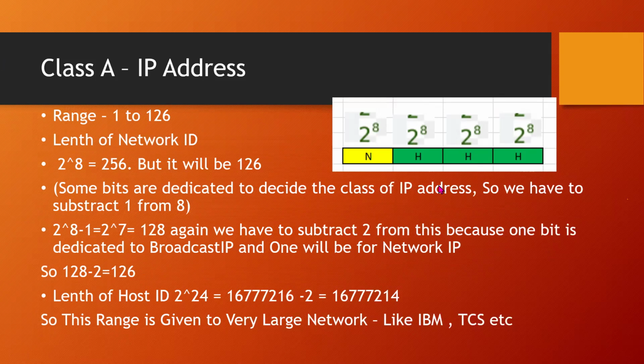So what you are seeing here is that we are giving these 8 bits to the network ID. 8 bits means 2 to the power 8, which comes to 256. So normally 256 would be the network IDs. But actually, it is going to give you 126 only. Why is it 126?